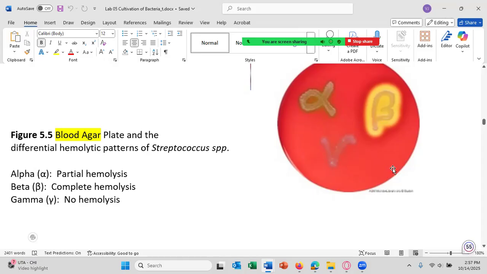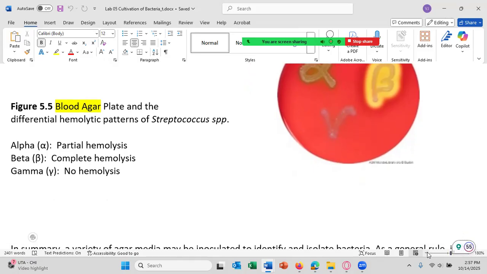Any questions about McConkey's or blood agar? Let me shrink this down now.